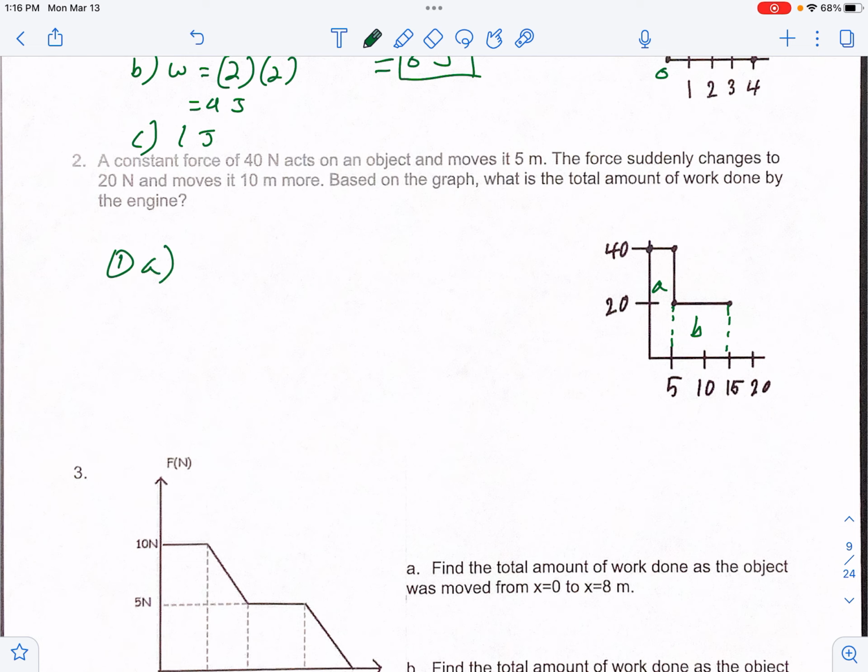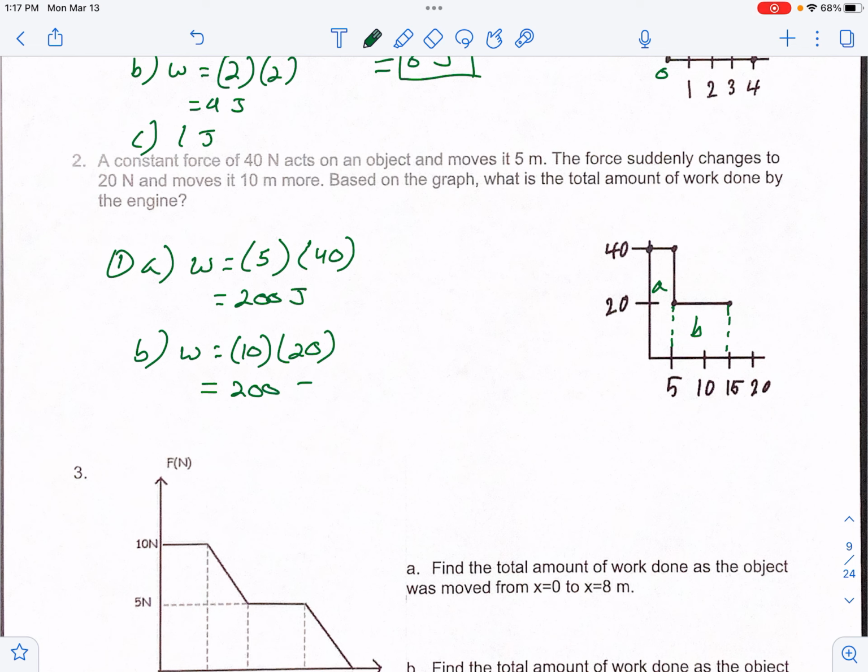So A, work equals base times height. My base is from 0 to 5, so that's 5. My height is 40. So that comes out to be 200 joules. Now part B, I go from 5 to 15, so my base would actually be 10. My height goes from 0 to 20, so that's 20. So 10 times 20 gives me 200 joules. So even though they look different, they're both the same amounts of work.